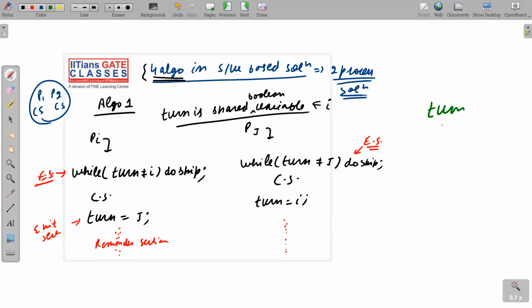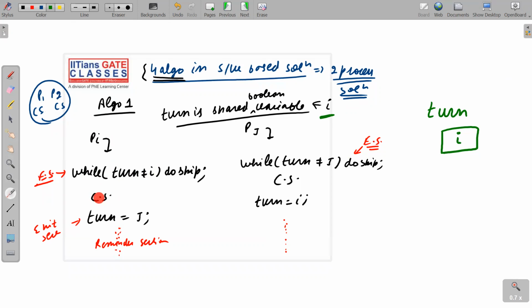Okay, so initially the turn value is I. I have told you here we have I. Now you can assume that whether PI or PJ, whichever process comes first is entirely decided by the OS. Who will come first and all. So let us suppose PI comes first. So I will say I is not equal to I. I is not equal to I means this is false. Since this is false, the entry section, that means locking, has been done and it will enter into the CS.